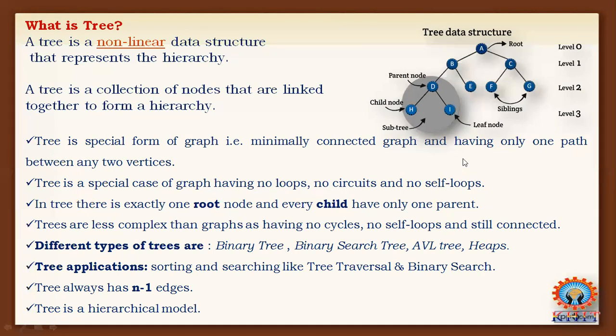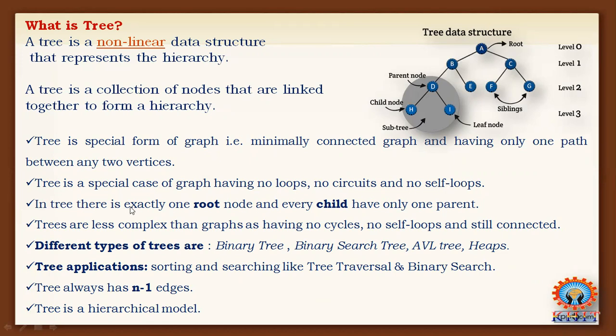And no self loops also. A to A, this is the self loop. A to B, this is a loop. And B to C, if you consider B to C, a cycle will form. That is not considered as a tree. So the tree cannot have loops, circuits, or self loops.